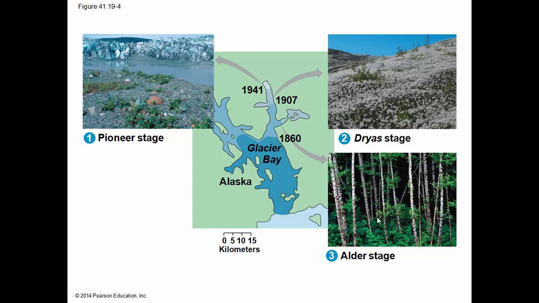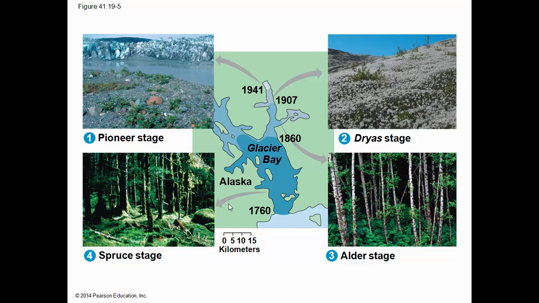And so the community is building up from low amounts of soil to deeper and deeper amounts of soil until you get to the spruce stage, which is the larger forest here. So the glacier is basically retreating, and this is the oldest part here, the spruce stage, and the most recent part is up here, the pioneer stage, and then a little bit older is the dryas stage, the alder stage, and the spruce stage. Okay, so you can see how this all happened as the glacier retreated throughout Glacier Bay.